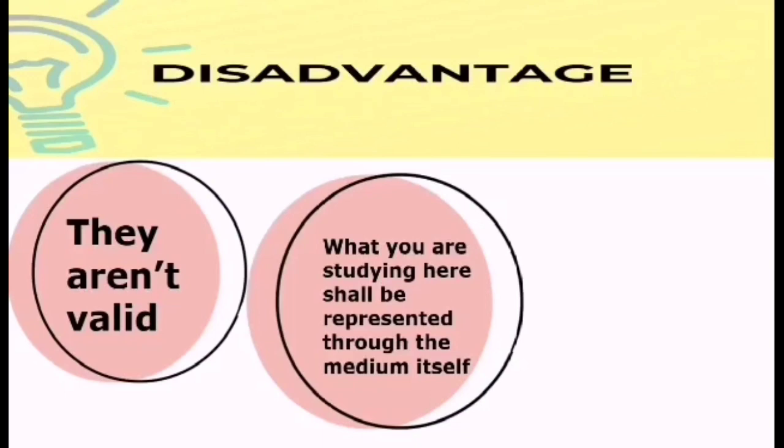Second, what you are studying here shall be represented through the mean itself. The best reason why you should be using a non-parametric test is that they can also run a usual test with some non-normal data, and that doesn't mean in any way that your mean would be the best way to measure the central tendency of the data.